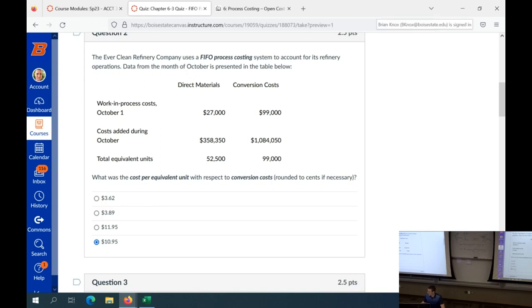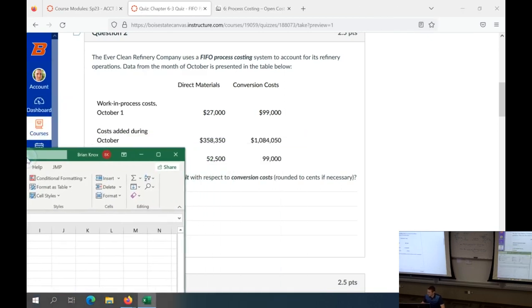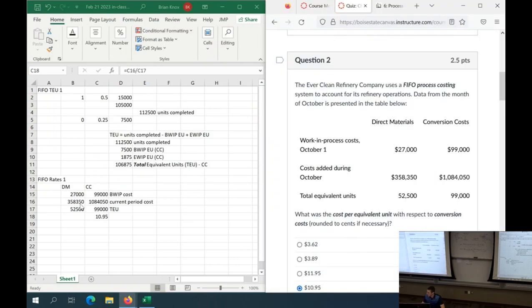All right, I'll pull over the Excel spreadsheet in case you're curious. So I put them both down. Again, I'll probably copy this down if we do further questions like this. But we're only worried about conversion costs based on the question stem right here.